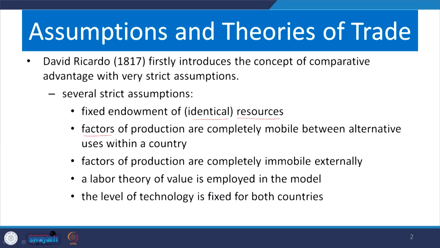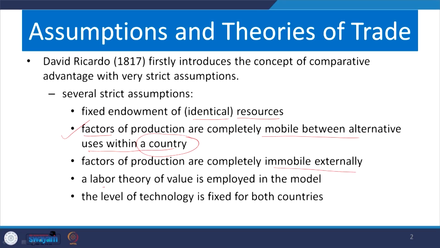For example, if we are discussing X, that must be identical in all the countries. Otherwise, if things are qualitatively different, then some country might differ in exchanging their product. And factors of production are completely mobile between alternate uses within a country. So, mark it very carefully. The factors are mobile within the country, not outside, and that too mobile across the manufacturing units or across the industries, but not across the country. That is very important to develop the theory.